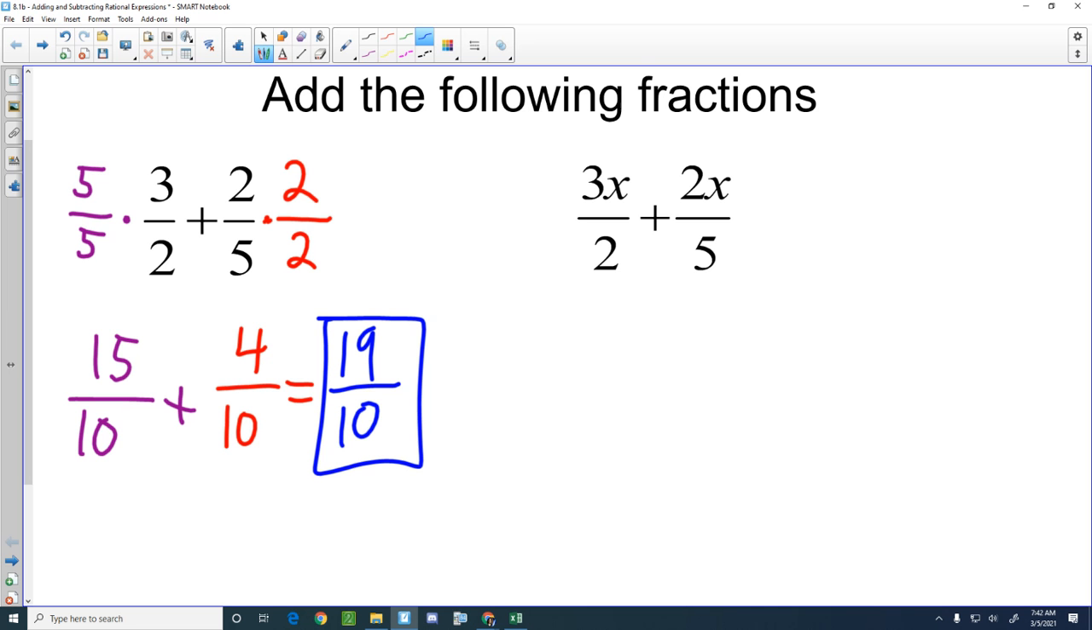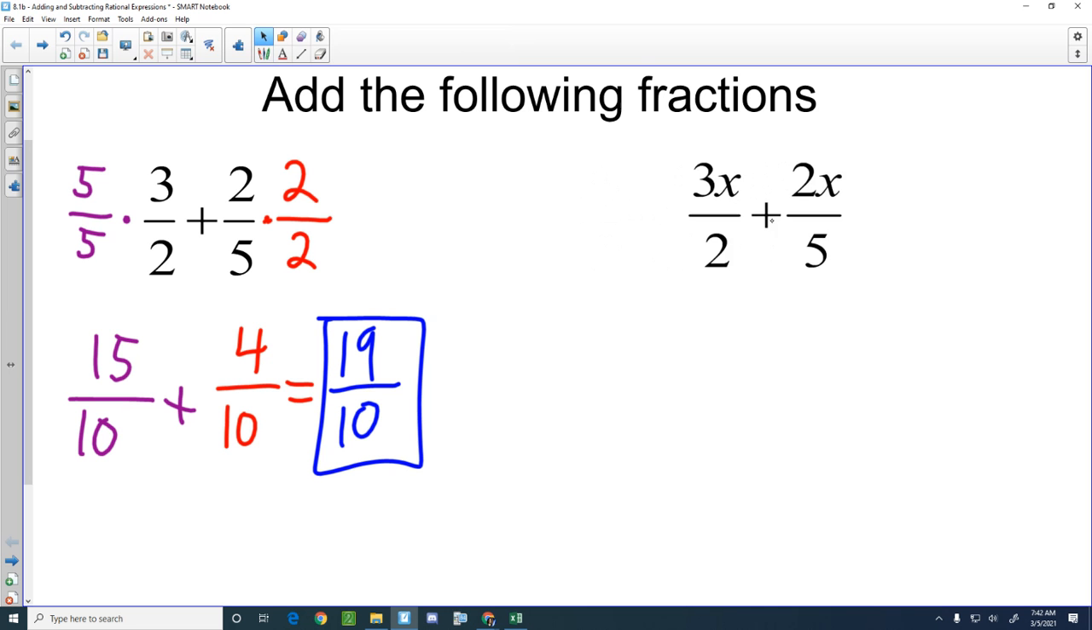Now, if you have variables, it's still the same idea. I look at the denominators, and there's a 2 and a 5. The least common multiple is 10. Hey, ever wonder why it has to be the least common multiple?